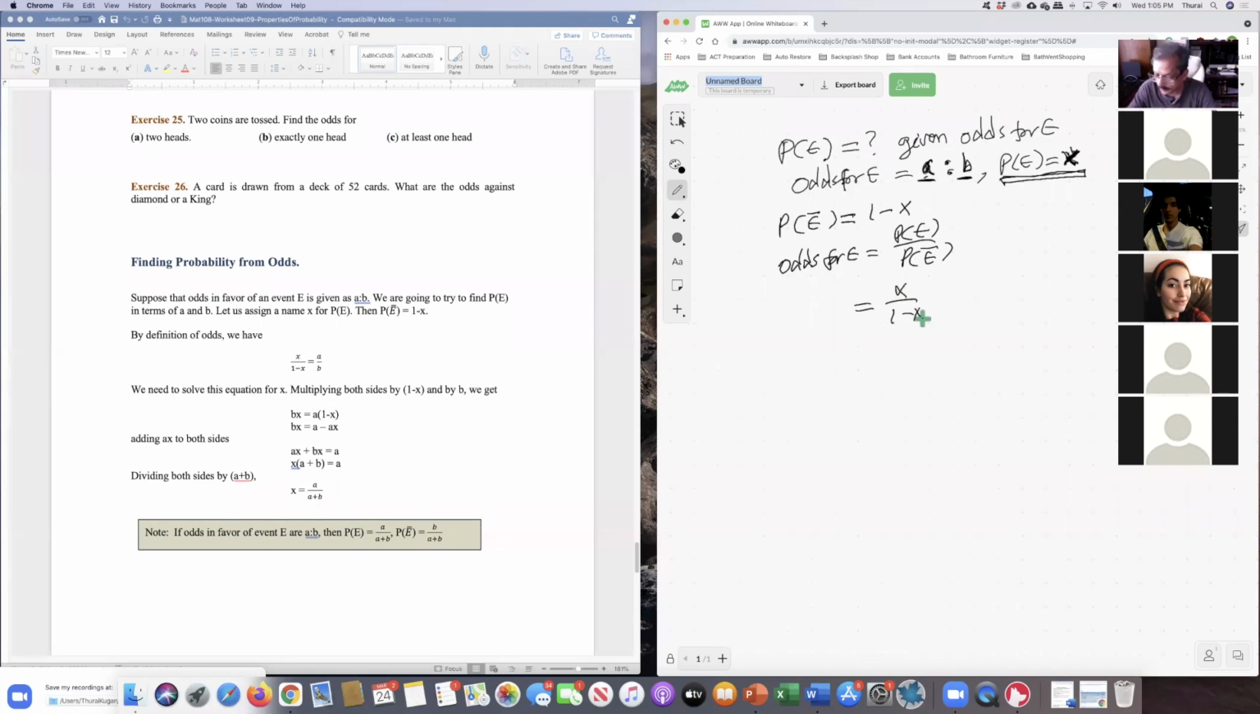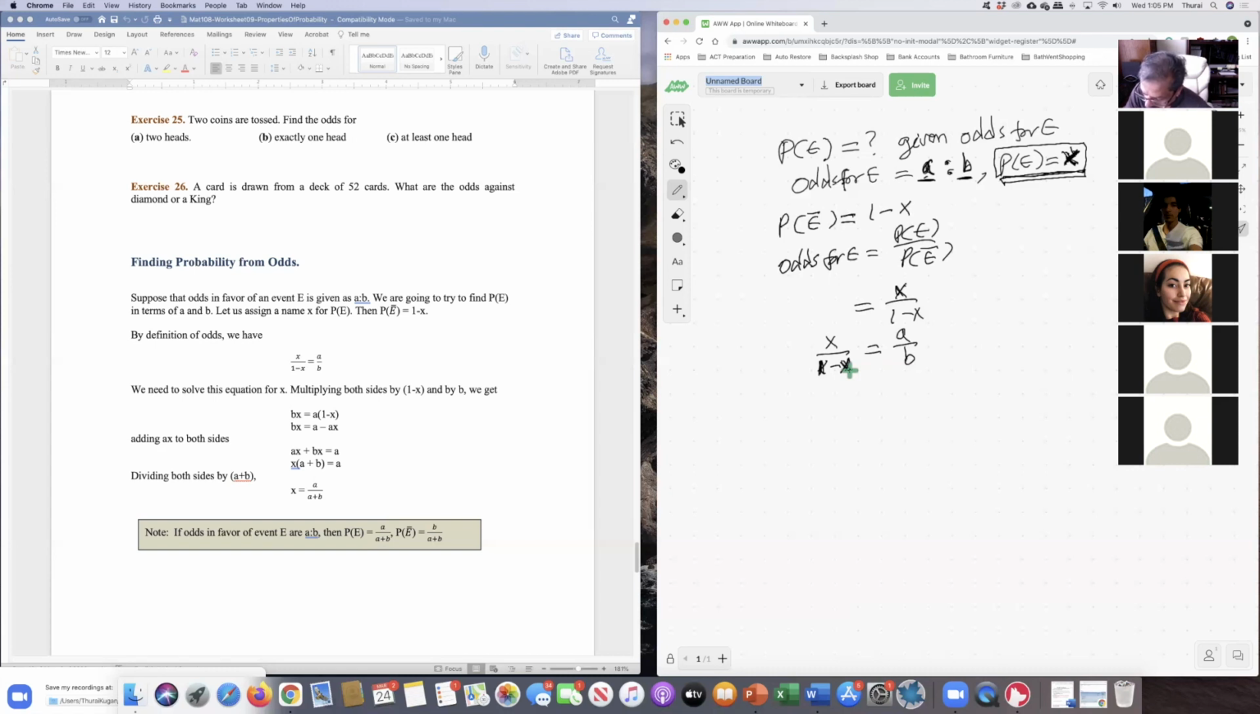That's X over 1 minus X in terms of the probability we assumed. We said probability of E is equal to X. So in terms of X, I have written an expression for the odds. Now this expression, X over 1 minus X, must be equal to A over B, because A over B is the odds for E. So both of these should be equal. From this equation, we can solve for the X.